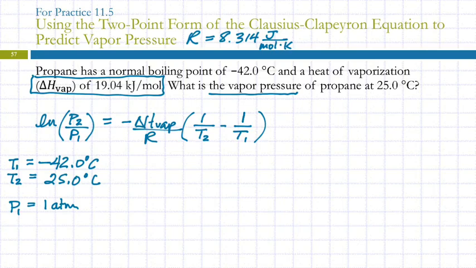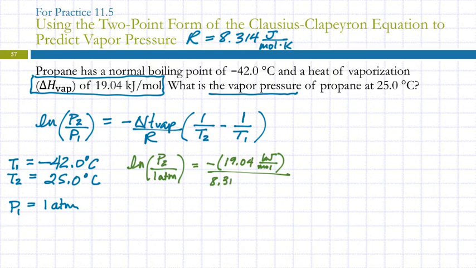You could switch the 1s and the 2s. It just gets a little messier with the algebra, and I've done this before, so I'm choosing to do it the easier way. So we've got natural log of P2, that's what we're finding, divided by P1, that's 1 atmosphere, is equal to negative delta H, so that's 19.04 kilojoules per mole, divided by R, 8.314 joules per mole Kelvin.